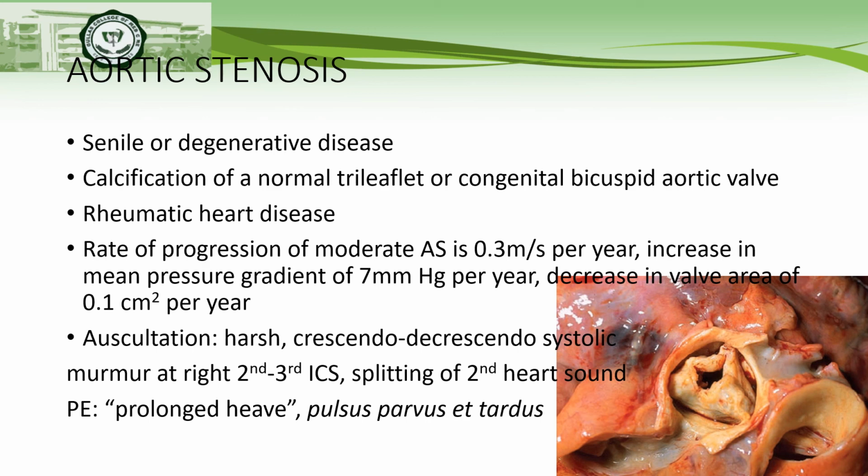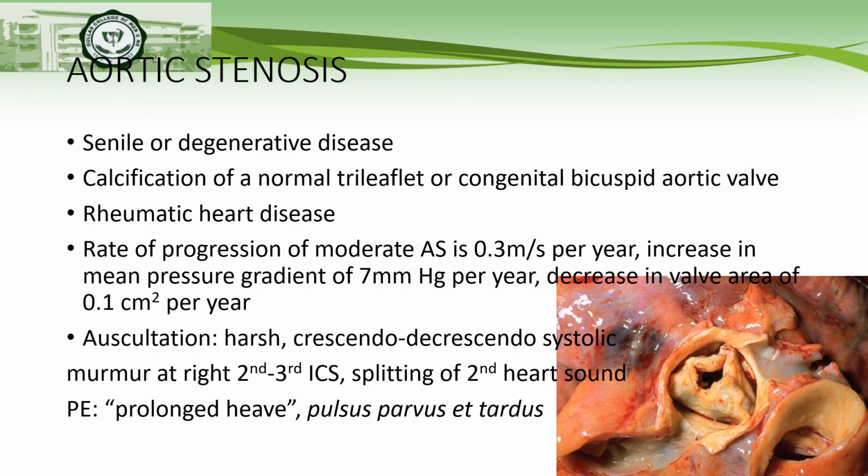In general, once moderate AS is present, the average rate of progression includes an increase in jet velocity of 0.3 meters per second per year, an increase in mean pressure gradient of 7 millimeters mercury per year, and a decrease in valve area of 0.1 square centimeters per year.